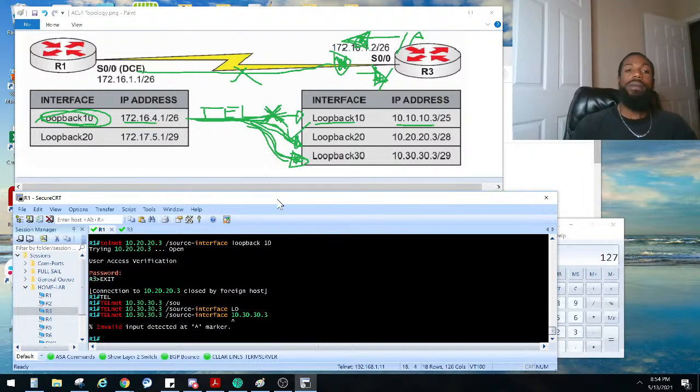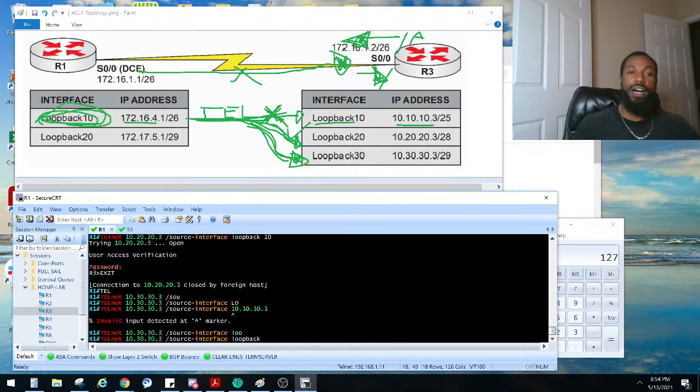What am I thinking? Source interface. Oh, my source interface. I put the same thing. Duh. What's wrong with you, Lord? The source interface is actually loopback 10. That's the source, right? See, it's different with the ACL. With the ACL, you put the source address first, and then the destination address. When you're telnetting, you put the destination first, and then the source last. So that's why I got confused there.